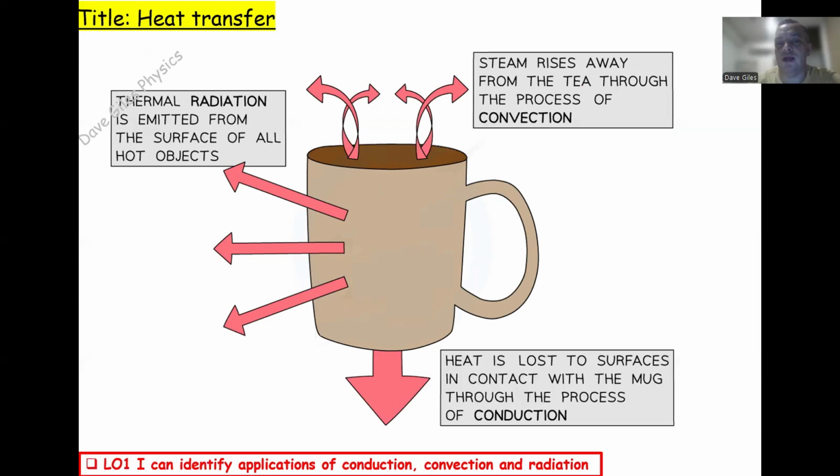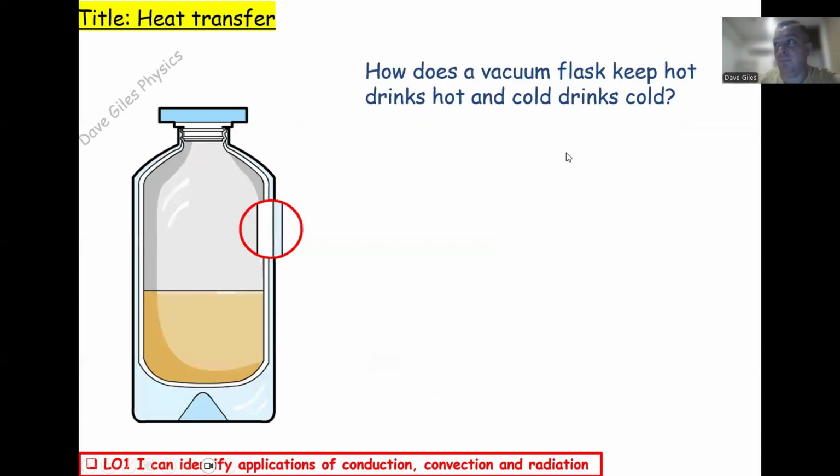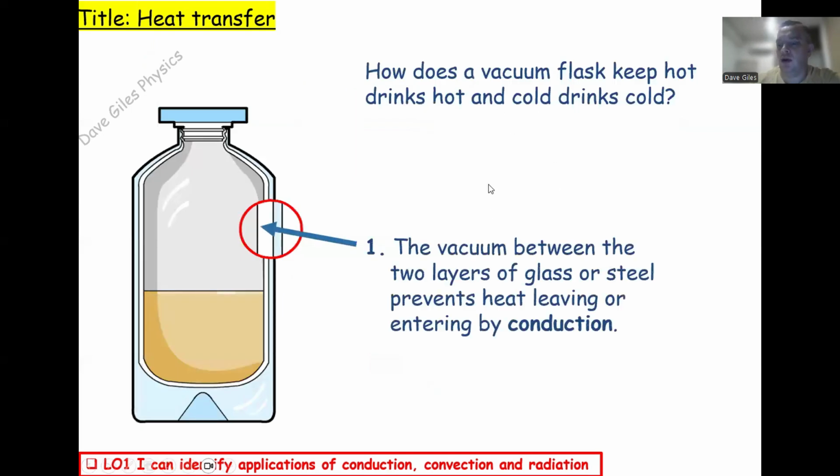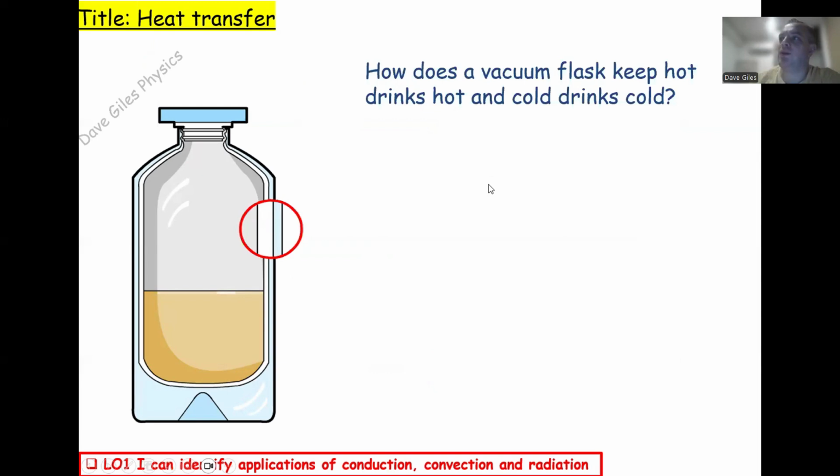Now, obviously, if you're taking something with you, you'd probably want to keep it hot for a long time if you're taking a cup of coffee or a cup of tea. So sometimes you might use a vacuum flask, which is designed to try and reduce the three methods of heat transfer. So it also keeps hot drinks hot and also keeps the cold drinks cold for longer, although probably more famous for keeping the hot drinks hot.